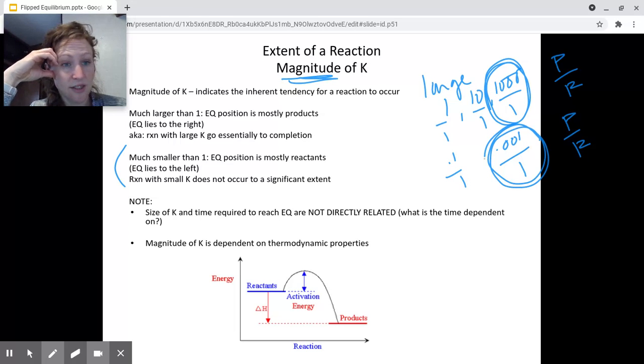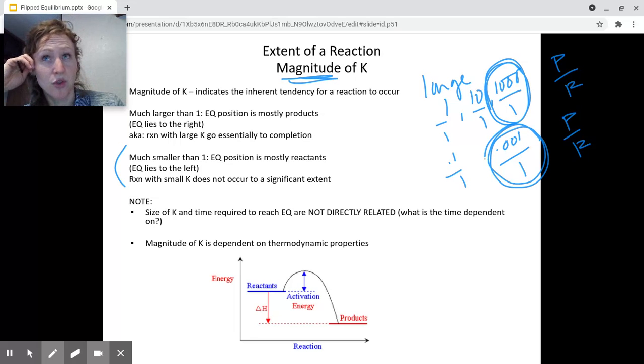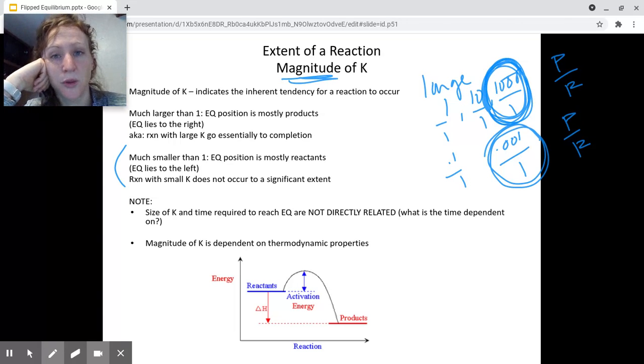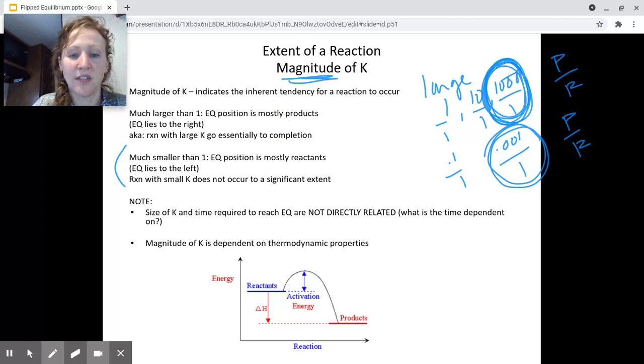Now, this is a friendly reminder that it tells us the ratio of products to reactants, but remember, K does not tell us how fast our reaction gets to those products. We could end up hitting equilibrium with 1,000 molecules of products to 1 molecule of reactant in a millisecond, or we could get to that ratio in 1,000,000 years. We don't have that information. That would be a kinetic side of the equation. So K and rate are not directly related, but K is dependent on thermodynamic properties.